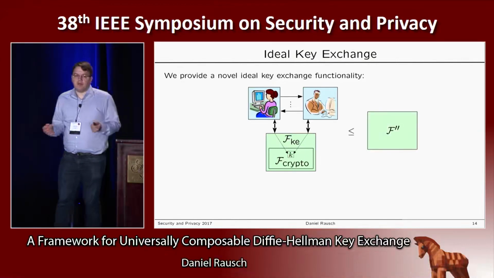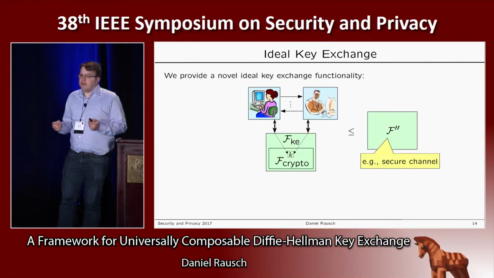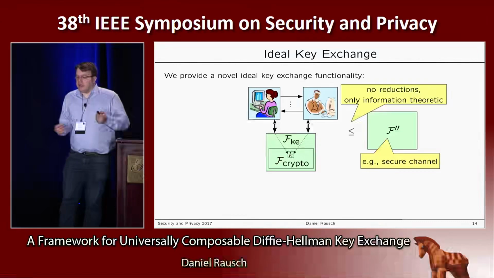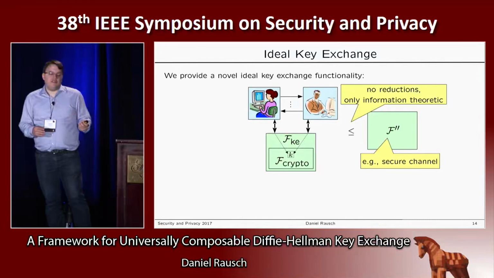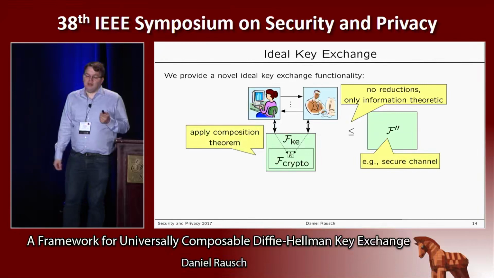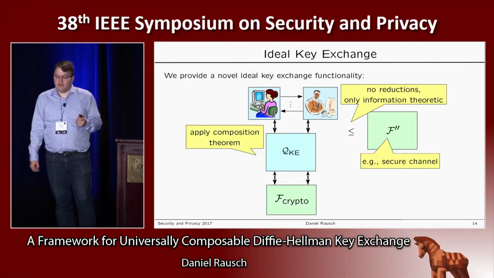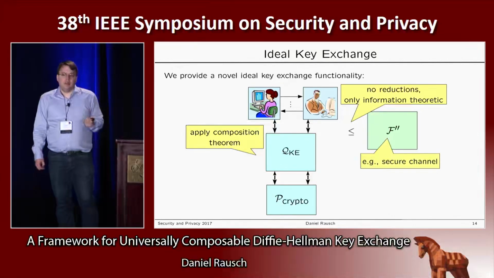Now, if we prove the protocol to be secure, so for example, say we wanted to build a secure channel based on the key exchange, then again, we only need information theoretic arguments for all the primitives that are keyed with this key. We don't have to do any reductions anymore. Once we have done this, we can apply the composition theorem to first replace the key exchange functionality with its implementation, and we can iterate this to also replace the Fcrypto library with its implementation, yielding a real protocol which is still secure.